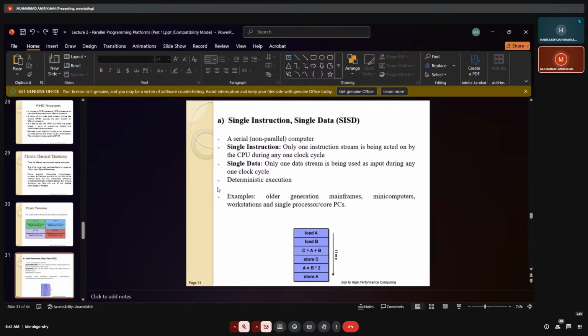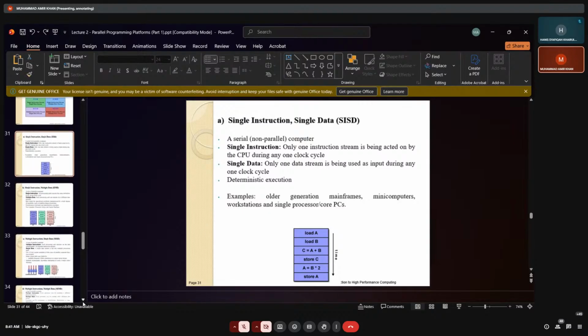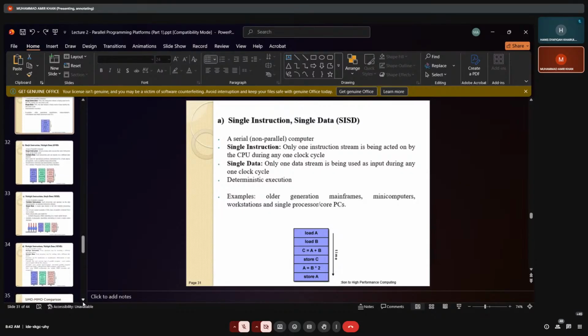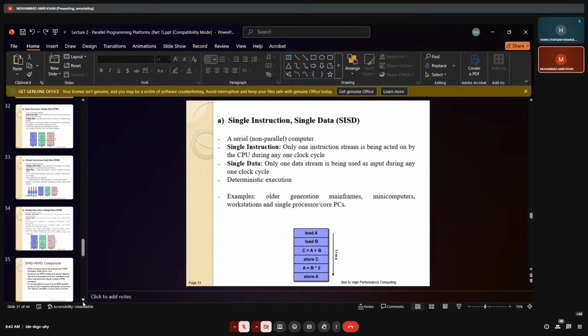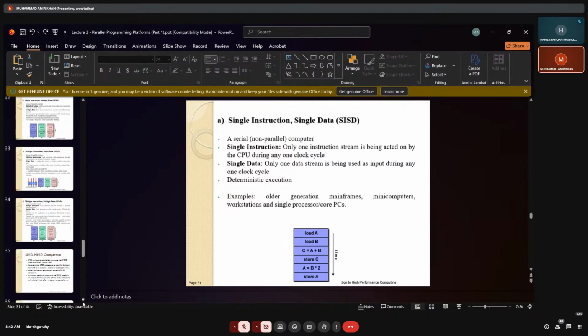Now we'll see them one by one. SISD, single instruction, single data. A serial non-parallel computer. This is a serial computer, not parallel, because it is single instruction, single data.